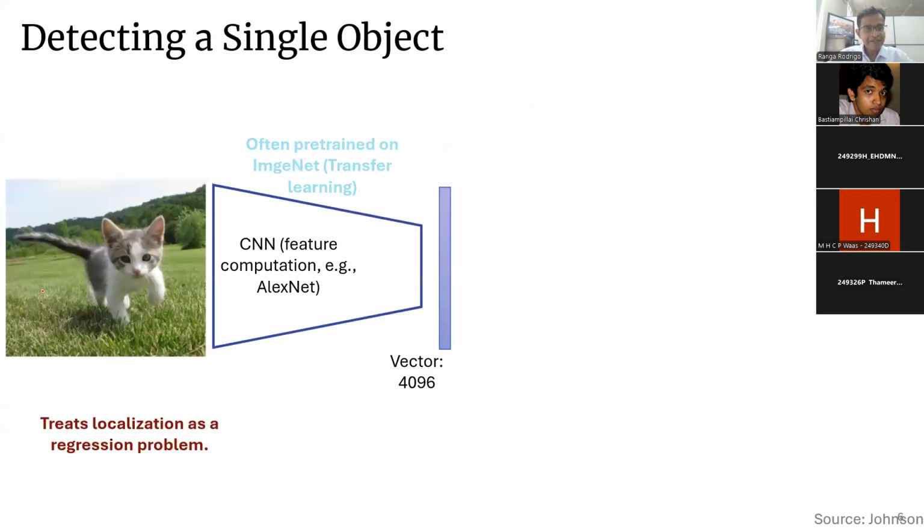All right. So now let's look at detecting a single object in slightly more detail, and then we look at how multiple objects get detected in slightly more detail. So here you can see a cat image has been input. This can be classified also as a cat image. Now let's see, we feed it to a convolutional neural network. Usually it is pre-trained on ImageNet.